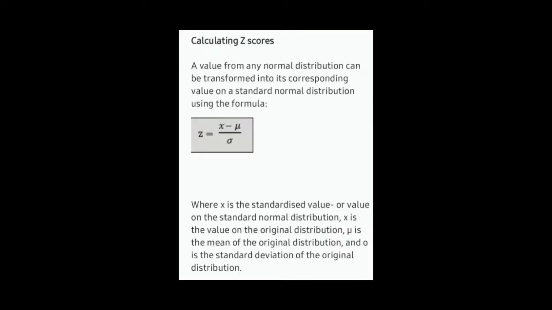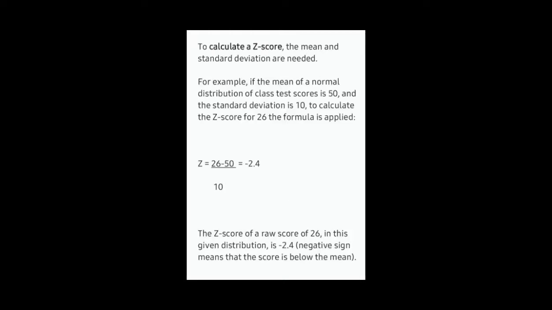To calculate the z-scores, this is the formula that we're going to use. Z is equal to x minus mean divided by standard deviation. For example, z is equal to 26 minus 50 divided by 10, where 26 is the x, 50 is the mean, and 10 is the standard deviation. This is equal to negative 2.4. The raw score is 26, while the z-score is negative 2.4.